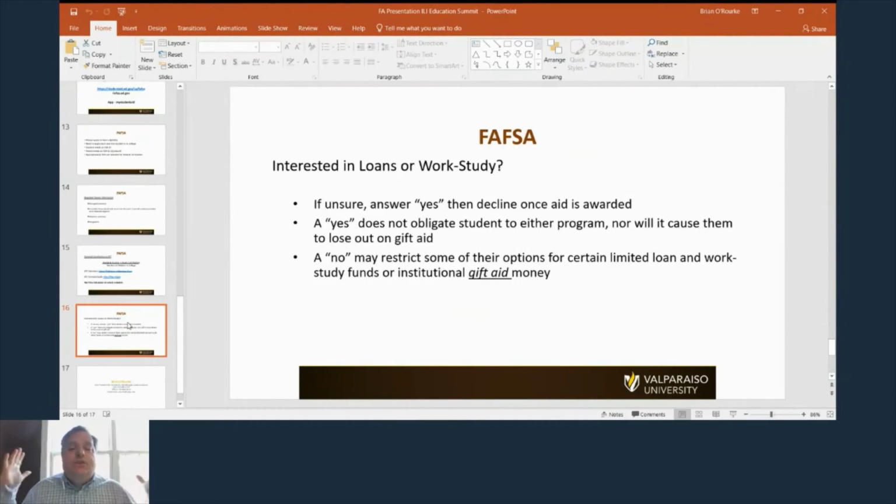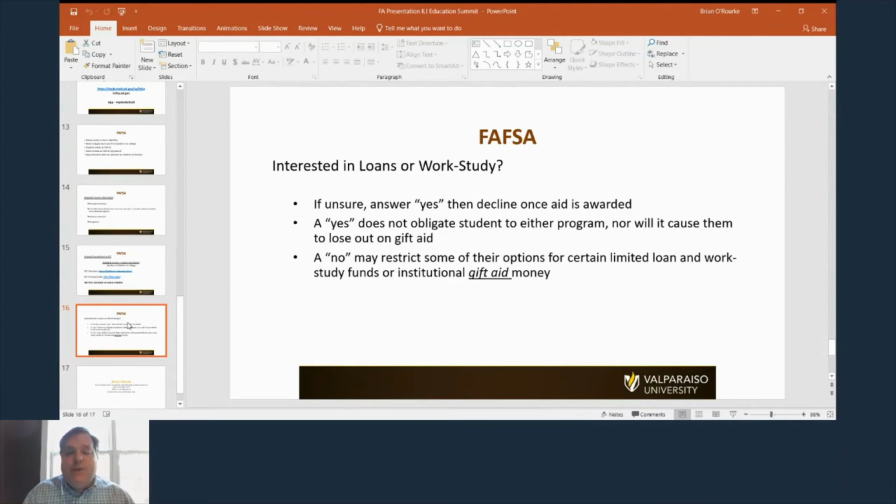I tell all students you have to check yes to the answer to these questions, because if you say no up front, then it will limit your consideration for those gift aid, that free money that we discussed earlier. If you tell schools at the beginning of the process that you're not going to be doing loans and you're not going to be doing work study, it may remove consideration for some of the gift aid, the free money that they give you. Say yes at the beginning of the process, find out your eligibility and all of the awards and dollars you may receive, and then you can decide at the end of the process that you're going to decline the loans or the work study.